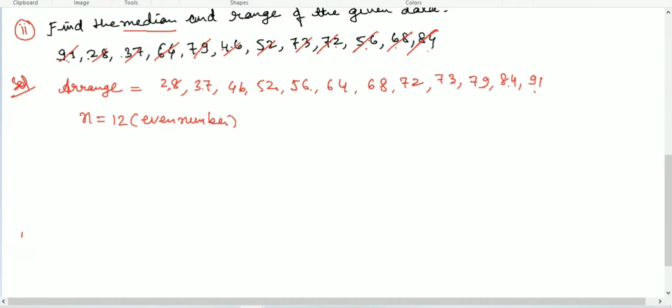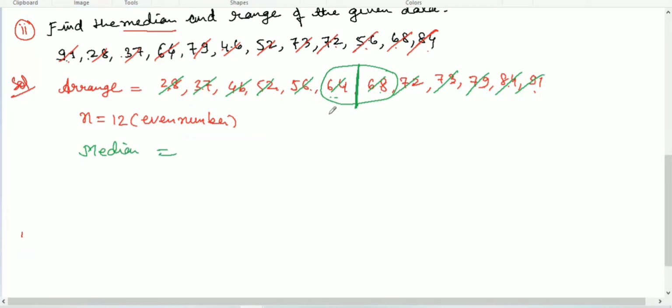What I explained to you in the first part of the question: just cancel out from the beginning and the last. 28 cancel it out, 37 and 84 from the last, 46 from the beginning, 79 from the last, 52, 73, 56, 72. And if you cancel 64 and 68, the median will be in between 64 and 68. We didn't find an exact middle data here. So what will be the median here?